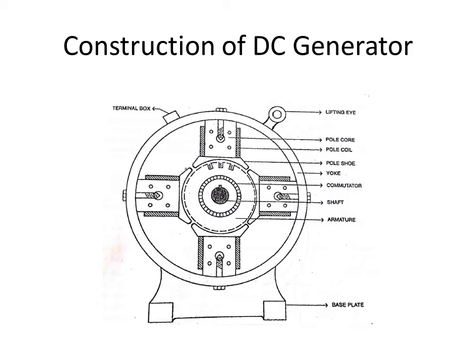And these are the different parts in the DC generator. What are the different parts? Shaft, armature, commutator, then pole coil, pole core, pole shoe. The pole coil is also called the field coil. Then the yoke provides the mechanical strength, and the terminal box is used to collect the EMF or current generated in the conductor towards the outer loading part. The lifting eye and base plate are used to hold and to lift the whole DC generator. These are the different parts in the DC generator.